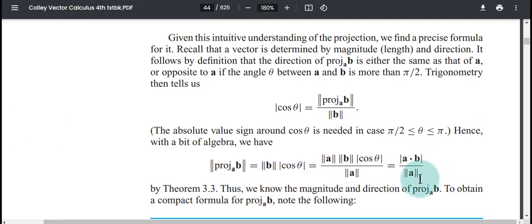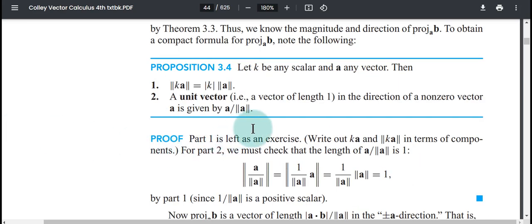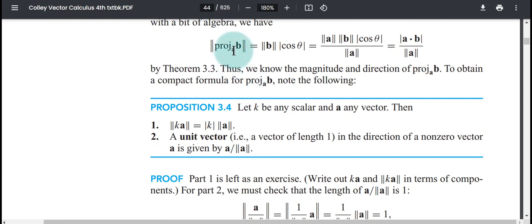Okay, so now we have a pretty nice formula for not quite the projection of b onto a, because we have the norm around this, but still it's a pretty good formula. Now, to get down to the actual formula for the projection of b onto a, not the norm of the projection of b onto a, we need this proposition here, which we'll look at in a minute. But let's just look at what the formula looks like. So it's pretty close to this, but it's not exactly this. We want the projection of b onto a, not the norm of the projection of b onto a. So let's look at it.